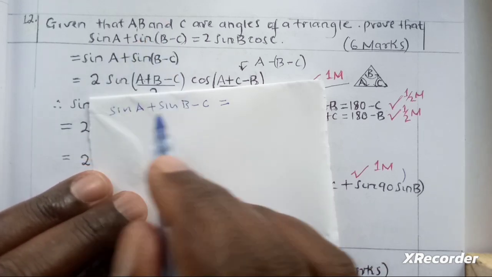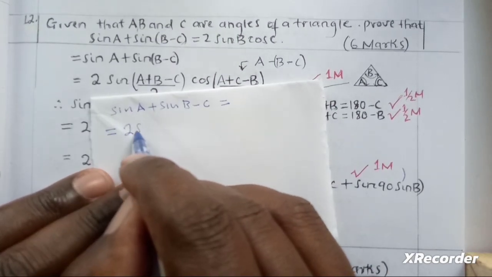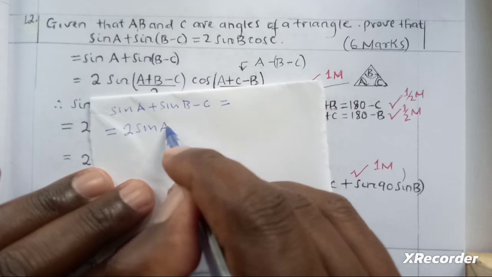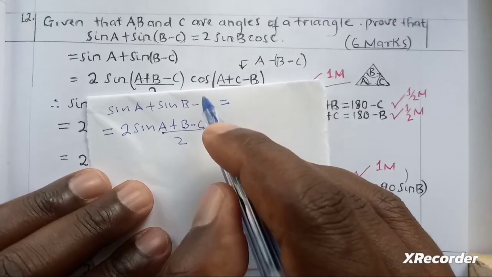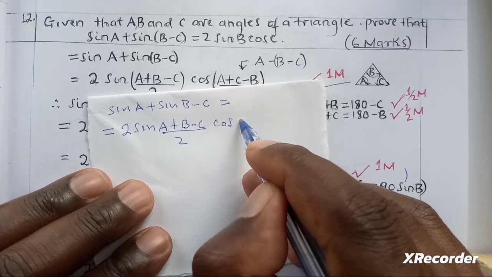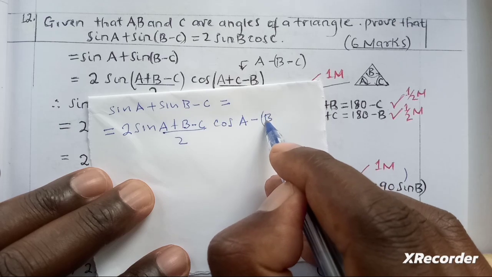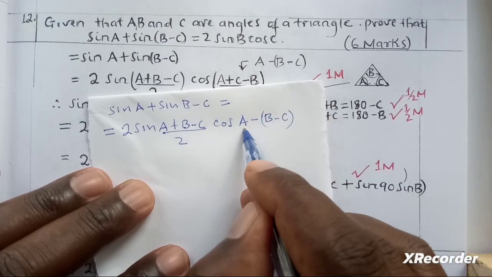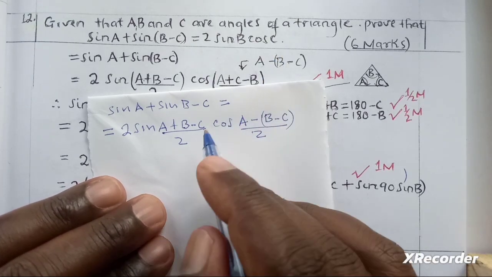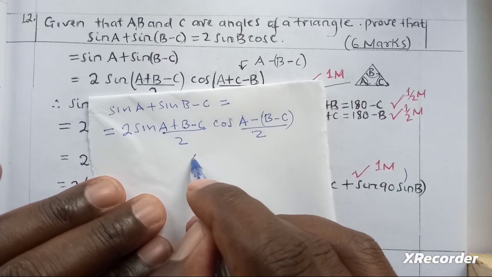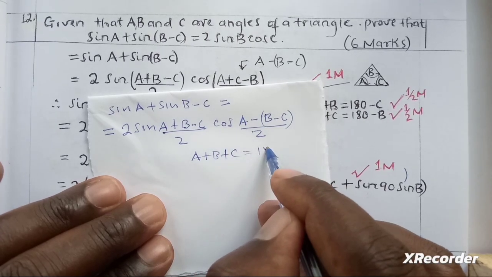So how do we do them? This one will be equal to 2 sin (A plus B minus C) all over 2, then here we have cos A minus (B minus C) all over 2. And please remember that these angles are of a triangle, so A plus B plus C is equal to 180.